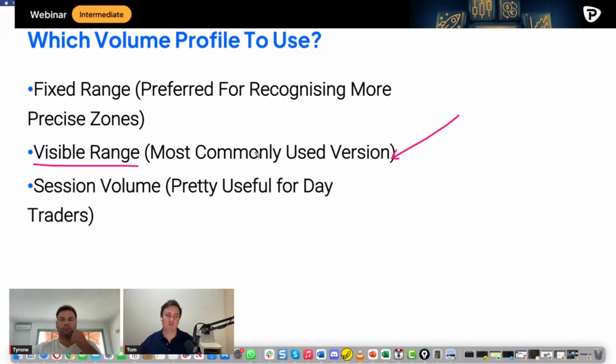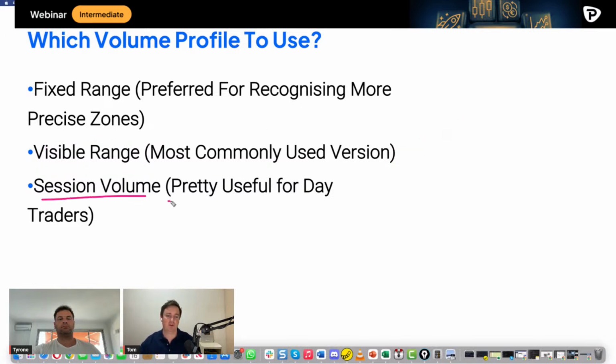The most commonly used version is the visible range, which basically just has whatever you've currently got on the screen. You're probably using that version when you first load it up. That means that when you zoom in and zoom out, it shows you the point of control, value area high, and value area low for the visible range on your screen. I don't like that because it doesn't allow us to focus in on important areas and therefore important trade zones. But that might be where you're making a little bit of a mistake with the volume profile.